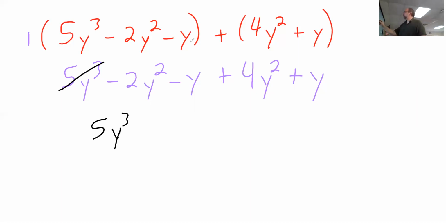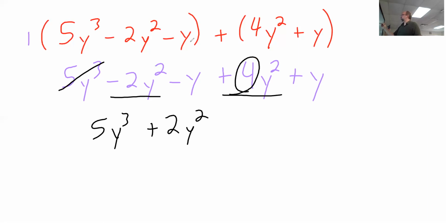Then we have minus 2y squared plus 4y squared. And you can always do it in a calculator too. Minus 2 plus 4, because the variable has the same degree, so you can combine them. So it's going to be plus 2y squared, because positive 4 minus 2 gives us positive 2 in the variable y squared.